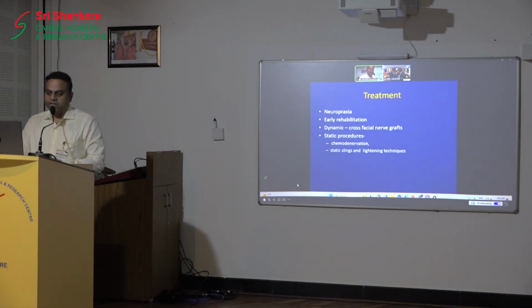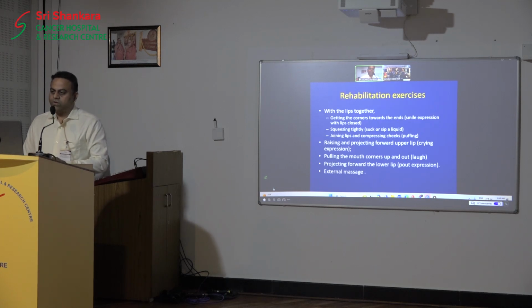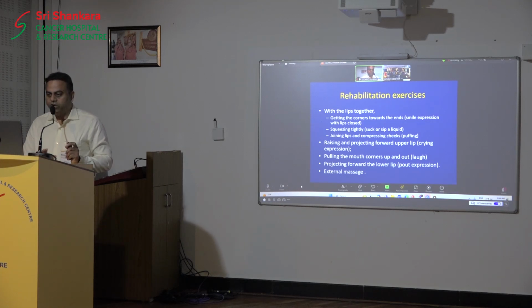So how do we manage it? Simple neuropraxia, a sort of demyelination conduction block, settles down. But for it to settle down, you need to start early rehabilitation. There have been described techniques in the form of dynamic and static procedures. Probably this cannot be followed in terms of neck dissection, but still there are options. A variety of rehabilitation exercises have been suggested, ranging from external massage, smile expression, sucking and puffing exercises. So you need to start this rehabilitation if you suspect any sort of neuropraxia. You feel that you have preserved the anatomical continuity, but there is some sort of paresis, so start early rehabilitation.